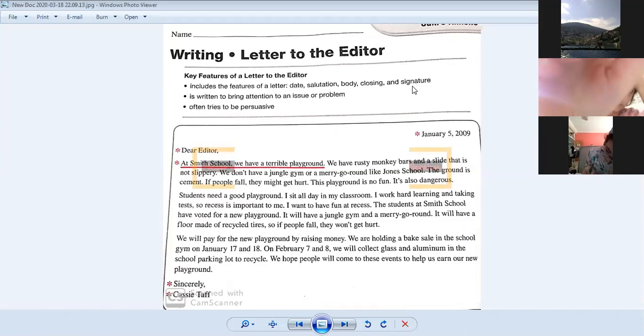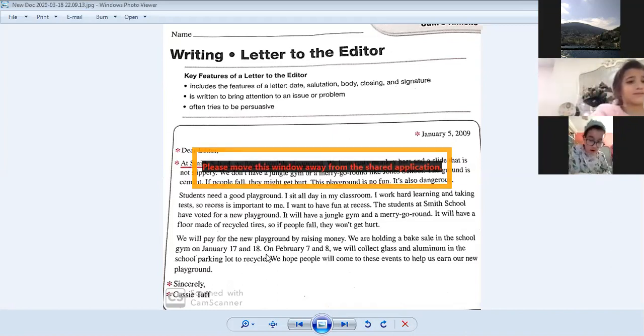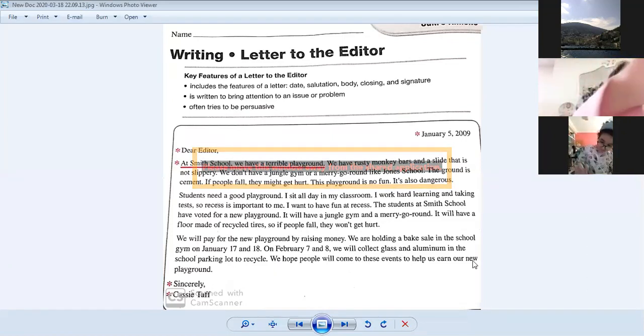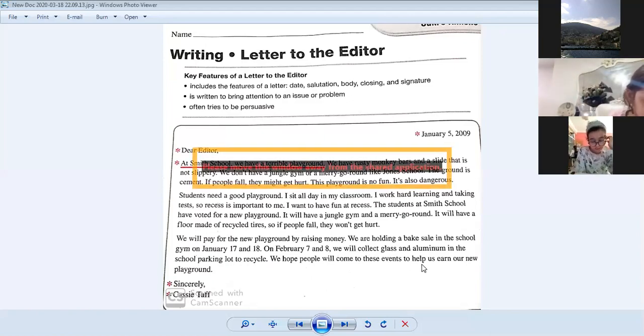Okay, question three. What does this student want the readers of the newspaper to do? Here, on February 7 and 8, we will collect glass and aluminum in the school parking lot to recycle. We hope people will come to these events to help us. So what do they want from the people to do? To come and help them with what? With collecting glass and aluminum from the school parking lot.